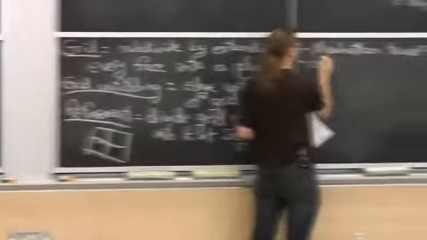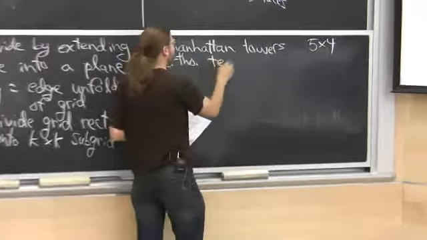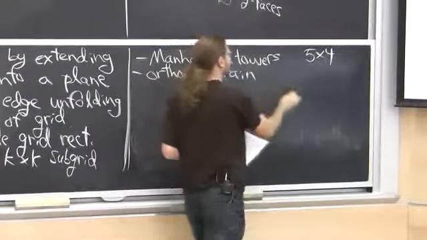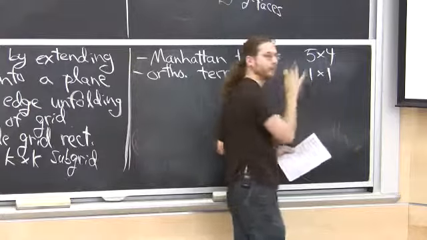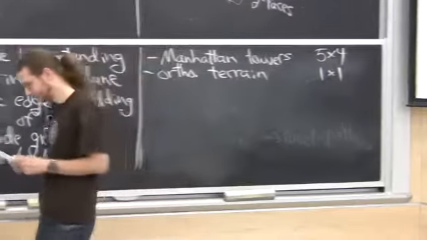This is what we call an orthogonal terrain. This is the result by Joe O'Rourke. Here, you don't need any refinement. Grid unfolding, 1 by 1. That's pretty sweet.